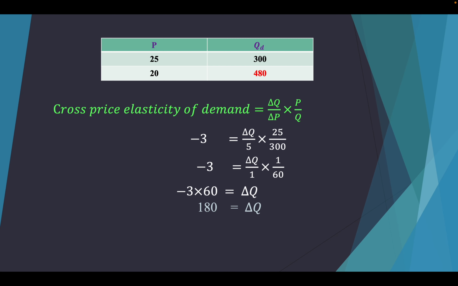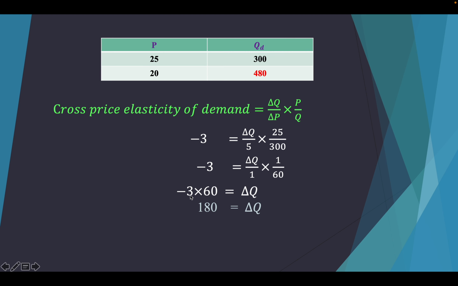That means minus 3.0, that is the elasticity. Then delta Q divided by delta P, 25, 300, like that. Okay, delta Q we don't know. So the delta P here, they mentioned 25 to 20, it is 5. Okay. Then the price 25 and the demand 300. We add like this. Then when the question is solved, the answer is 180.